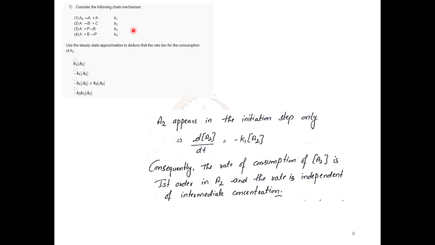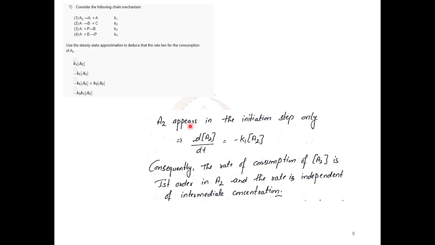Now come to another question where you need to consider four reactions. A2 is homolytically cleaved to A dot plus A dot, and A dot gives B dot plus C, and A dot plus B dot gives P. So k1, k2, k3, k4 are the rate constant values. Now they are asking to make the steady state approximation on A dot, right?